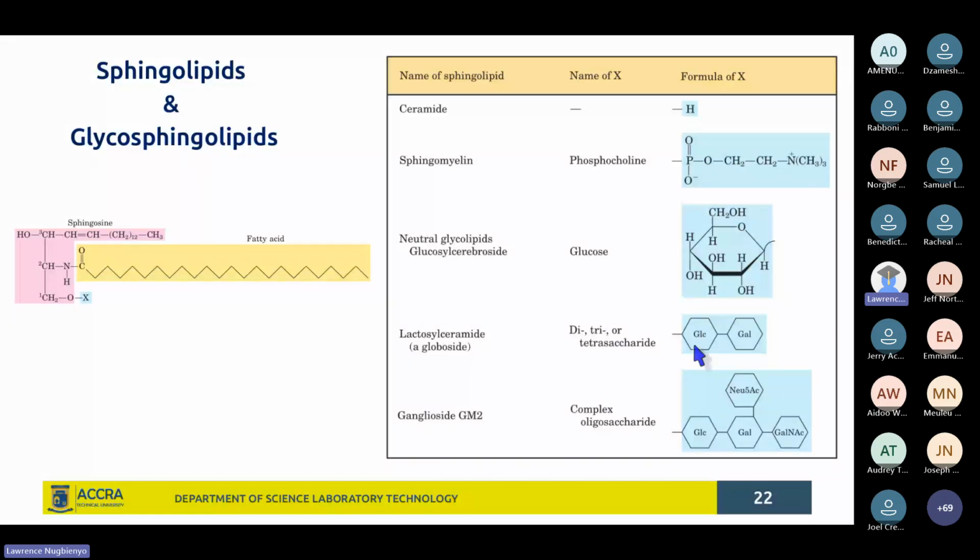Ganglioside, what is referred to as ganglioside GM2, has a head substituent that is an oligosaccharide consisting of glucose, galactose, N-acetyl-neuraminic acid, and N-acetyl-galactosamine. This is the structure of an oligosaccharide that is composed of not only the monosaccharides, say glucose and galactose, but also some derivatives of these monosaccharides. And all of these are going to be in the cell membrane.